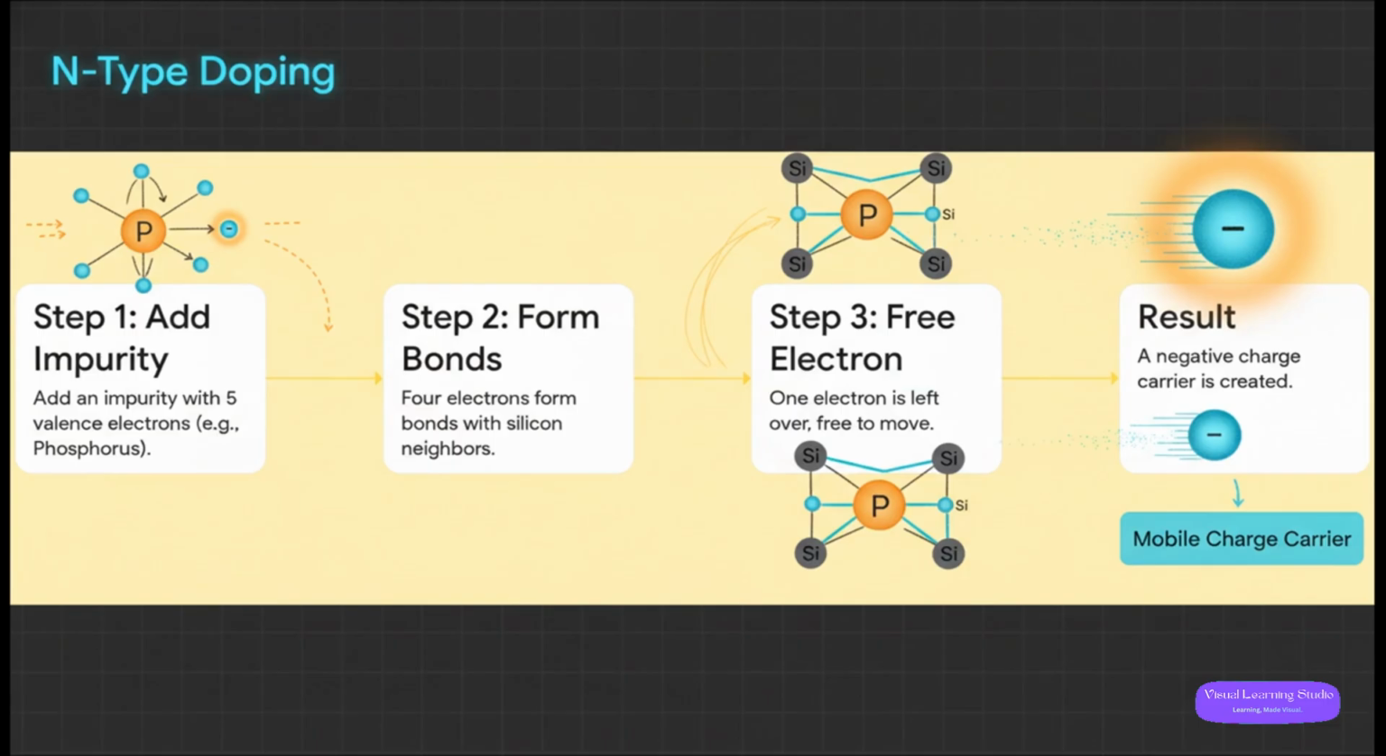Okay, let's look at the first method, N-type doping. N for negative. Here we add an impurity like phosphorus, which has 5 outer electrons. Now remember, silicon only wants 4. So 4 of phosphorus's electrons pair up perfectly with the silicon neighbors. But that 5th electron is left over. It's an outsider, a free agent with nowhere to go. So it's free to roam around the crystal. And just like that, we've intentionally created a mobile negative charge.